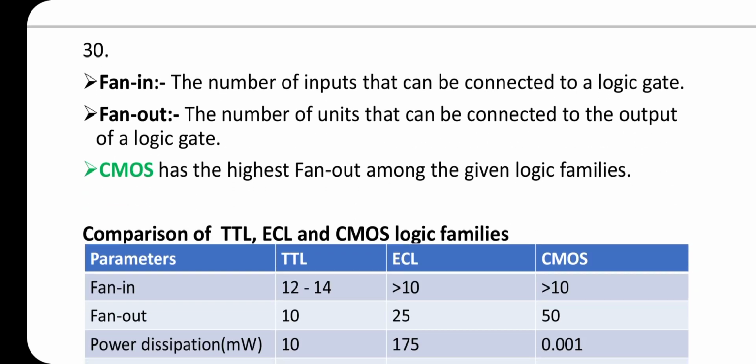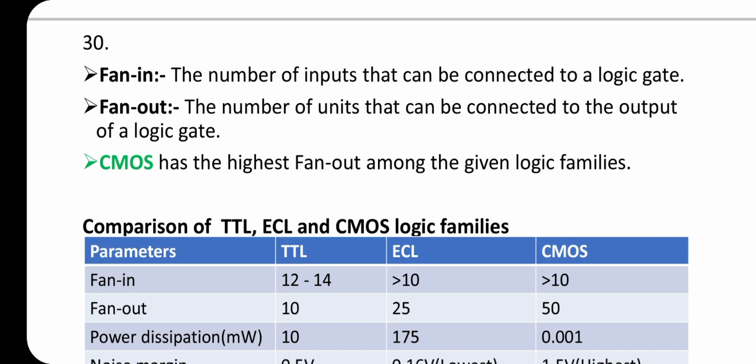What is fan-in and fan-out? The fan-in is the number of inputs that can be connected to a logic gate. Fan-out is the number of units that can be connected to the output of a logic gate. CMOS has the highest fan-out among the given logic families.